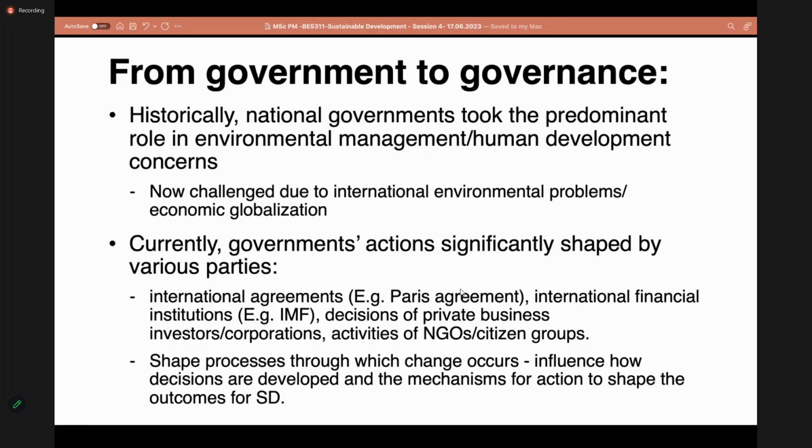Right? So this governance involves how we try to shape these processes by influencing how decisions are developed and what type of mechanisms are implemented in order to achieve sustainable development.